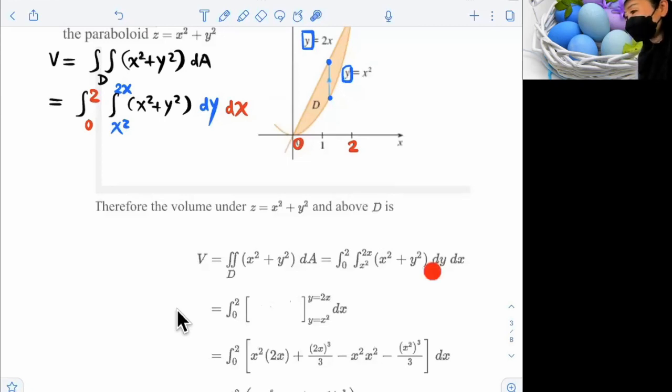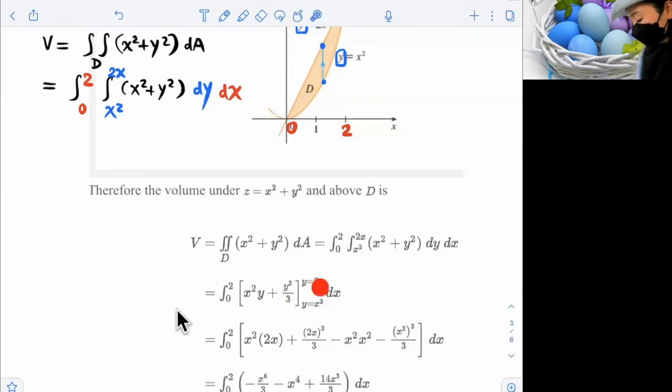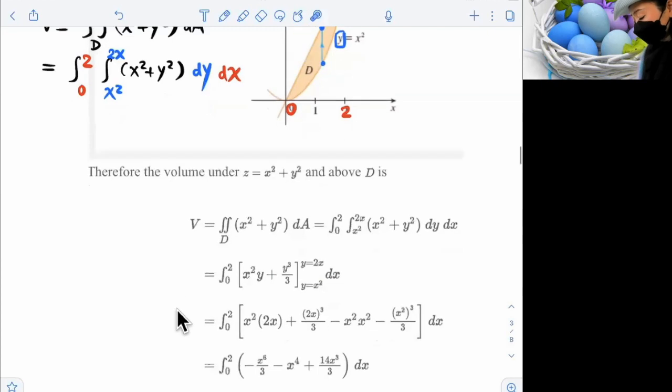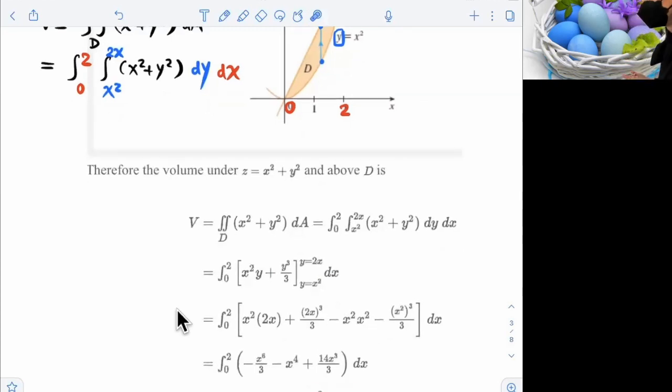Because when you integrate with respect to y, we're going to hold the x constant, right? So think about x squared as a constant. So the antiderivative of x squared with respect to y is what? x squared times y, right? Okay, good. So that's x squared times y. And then the antiderivative of y squared with respect to y is y cubed over 3. And then you just substitute y to be 2x, y to be x squared in it, and you just do the calculation and finish it, right? Okay. All right, question here so far?